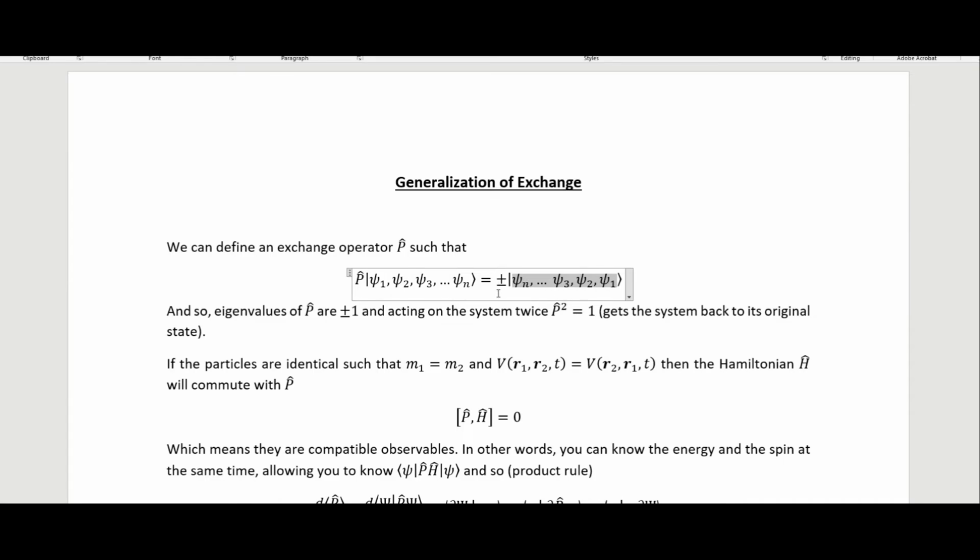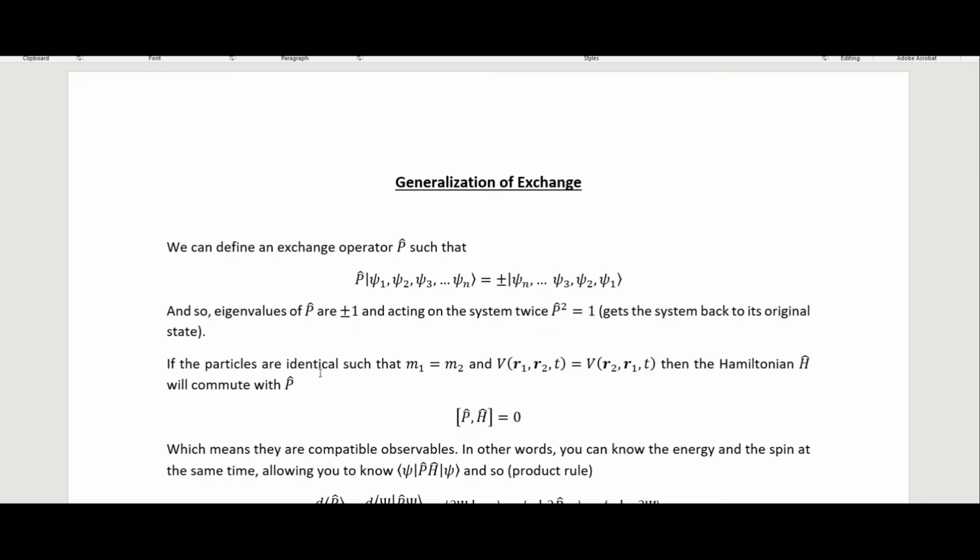And so it's plus if it is symmetric and minus if it is antisymmetric. So the eigenvalues are either plus 1 or minus 1, because there's sort of an implied 1 up here. And obviously, if you act on this system, then again, you would just get the same system back. And so p hat squared, which is just doing the operator twice, is just equal to 1. So the system goes back to the original.